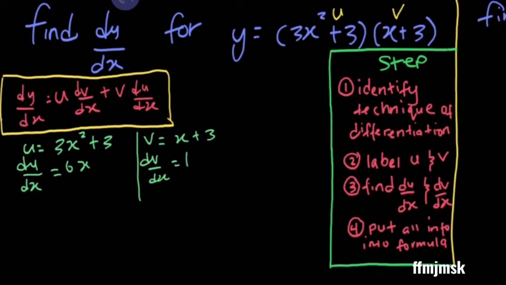Okay, if you still remember how to differentiate the u and v, we use the basic rules of differentiation. For example, for differentiation of u, 3x power of 2 plus 3, the differentiation for 3x power of 2 using the basic rule of power rule, it will become 6x. Alright? And for differentiation of number 3, it will become 0.